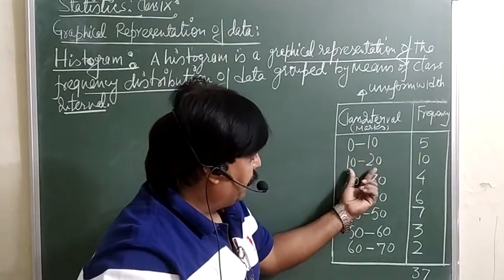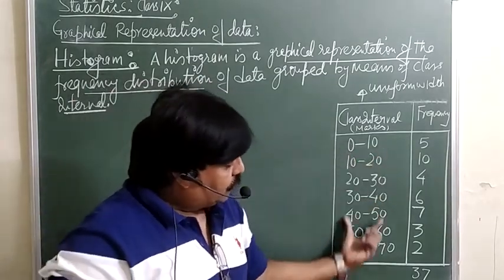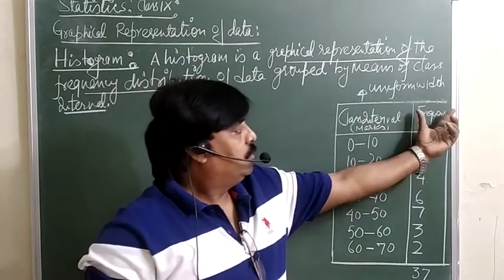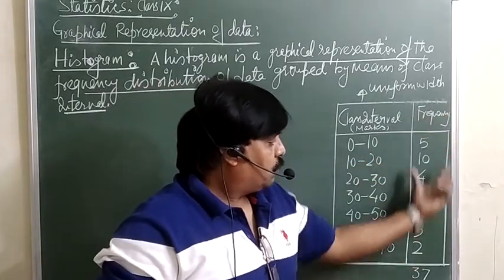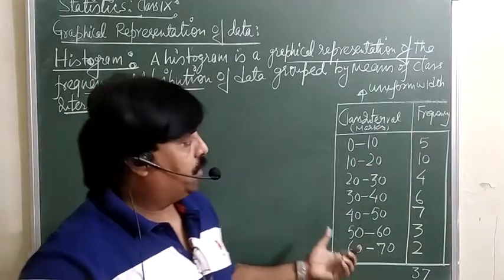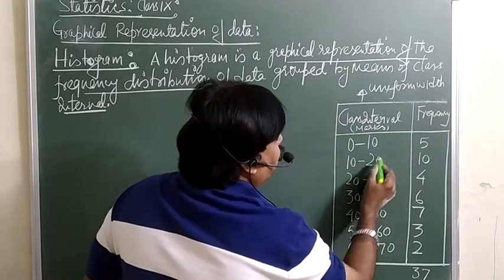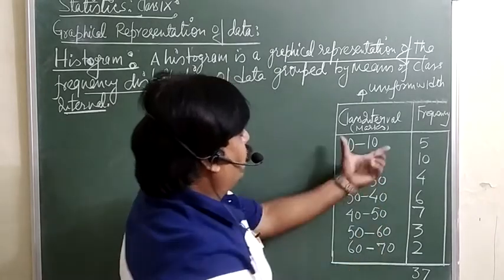Here it is 0 to 10, 10 to 20, a difference of 10 each time. But if the difference changes, then we are supposed to adjust the frequency, and the width of the rectangle will also change. That I will discuss in the next question. So here I am taking a uniform width. Then how can you represent it?